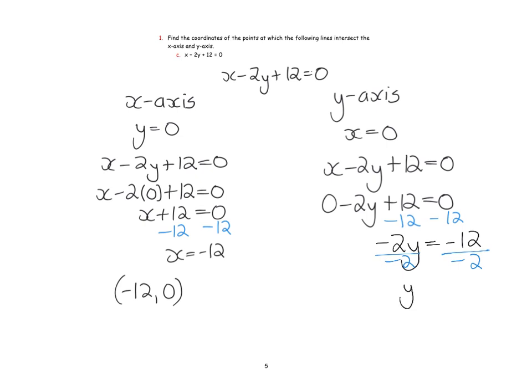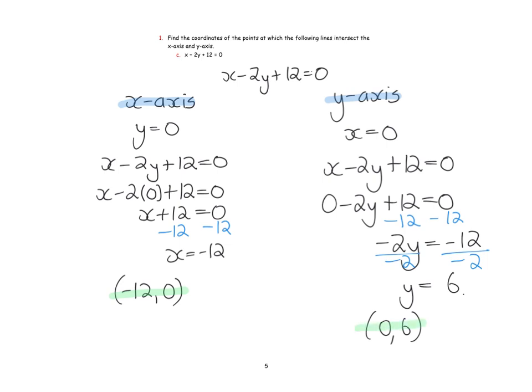And we'll get that y is equal to 6. The point then will be 0, 6. So going back to what the question asked us, first of all it wanted us to figure out where the line crosses the x-axis, and it crosses the x-axis at the point minus 12, 0. Secondly, it wanted us to figure out where the line cuts the y-axis, and it cuts the y-axis at point 0, 6.